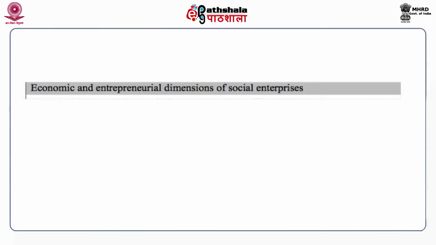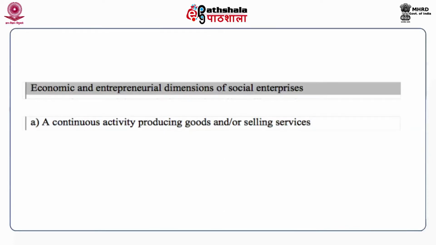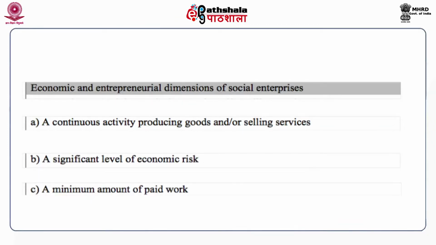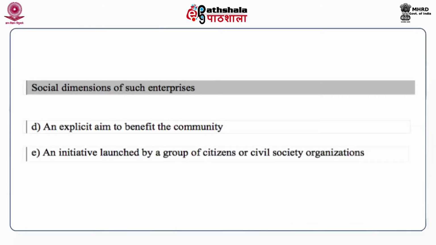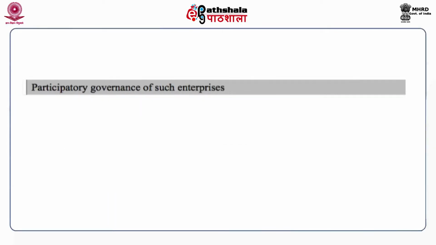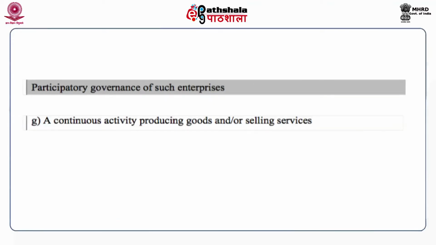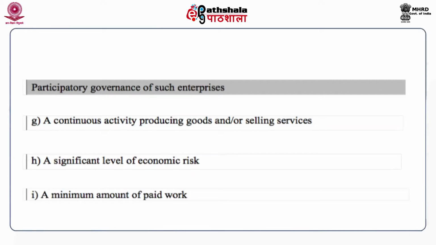The economic and entrepreneurial dimension of social enterprises consists of three aspects: A, a continuous activity producing goods and or selling services, B, a significant level of economic risk, and C, a minimum amount of paid work. The social dimension of such enterprises consists of D, an explicit aim to benefit the community, E, an initiative launched by a group of citizens or a civil society organization, and F, a limited profit distribution. Participatory governance of such enterprises involves a continuous activity producing goods and or selling services, a significant level of economic risk, and a minimum level of paid work.